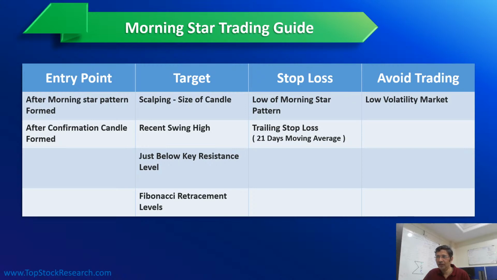If it is with gaps like abandoned baby, bullish or bearish, then the third candle low or high can be a good stop loss to start with, and then you go with the trailing stop loss. Your first target should be swing highs. If there are no recent swing highs, then you can follow the T minus 2 or T minus 3 candle high or low, right? That will be a good point.